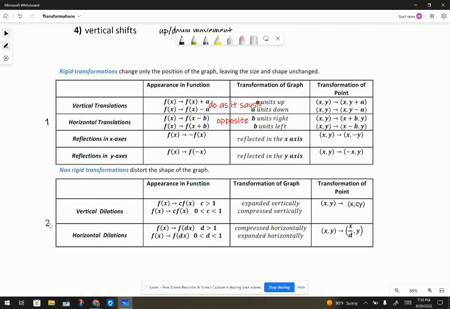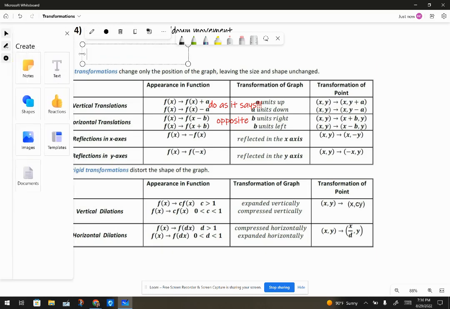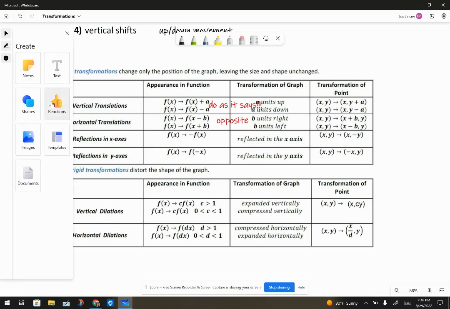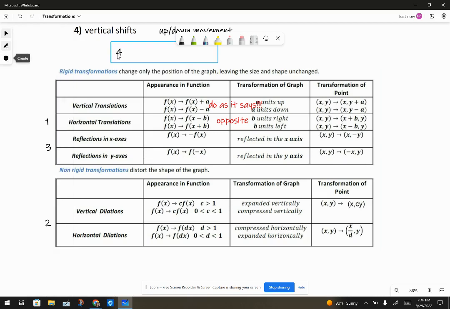So that's going to comprise these two right here, vertical and horizontal. Then number 3 is going to have to do with your reflections. And so let's move this number 3 right here with reflections. And last but not least, we're going to do number 4, which is your vertical shifts, and that will be right here.